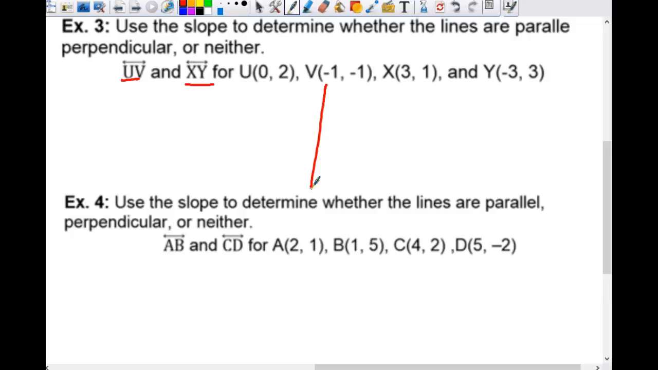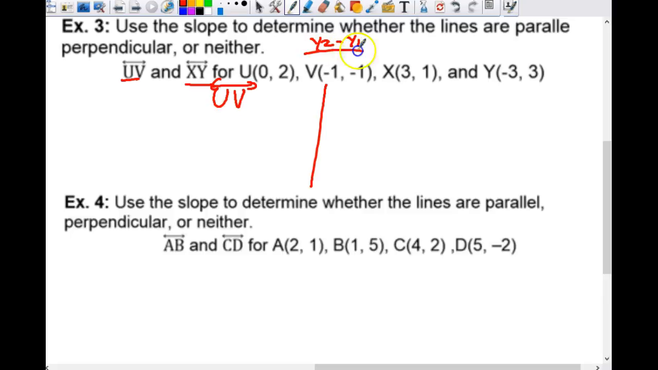So, first slope we're going to find is a line of UV. Out of these 4 points, which 2 of those points do you think we're going to use for line UV? U and V. But Mr. Rink, why aren't we using X and Y? Because it's line UV. Use these 2 points.